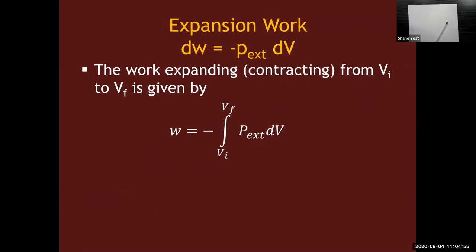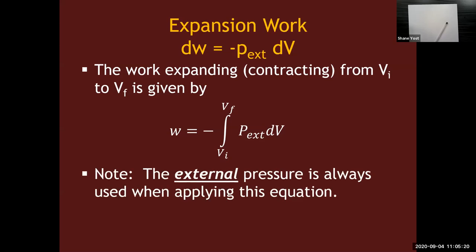So if I want to get the total work, I would just integrate that equation from some initial volume to some final volume of minus P external dV, and that should give me the total work that's been done in each type of problem. Note here, again, that we always use the external pressure in this equation.